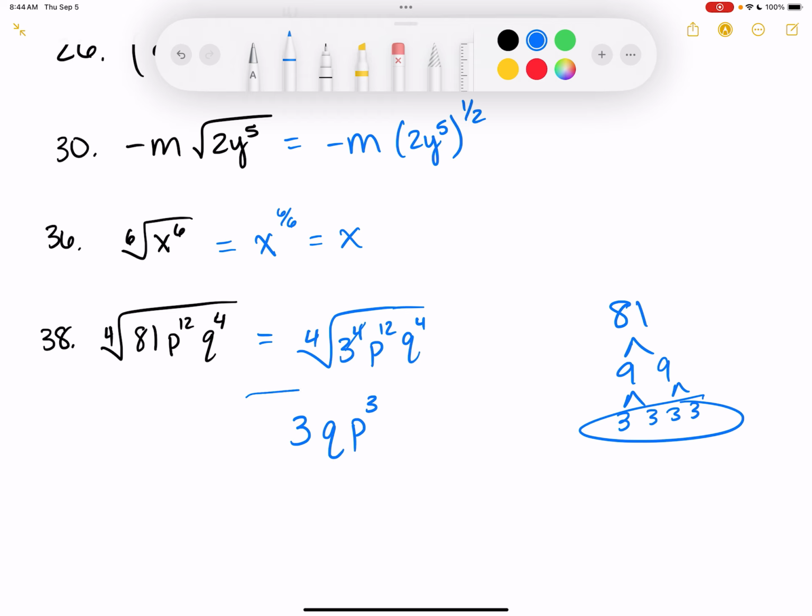I'm confused. How is it 3? So you take things out in groups of 4. So there are 3 groups of 4 p's.